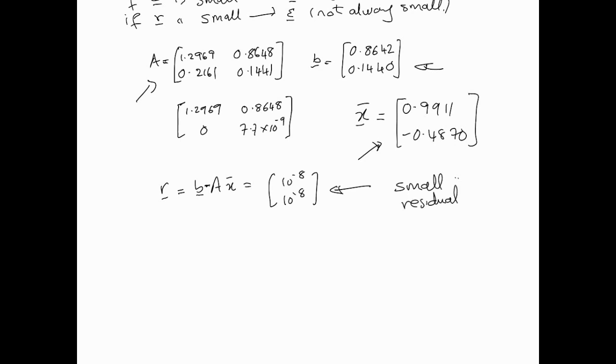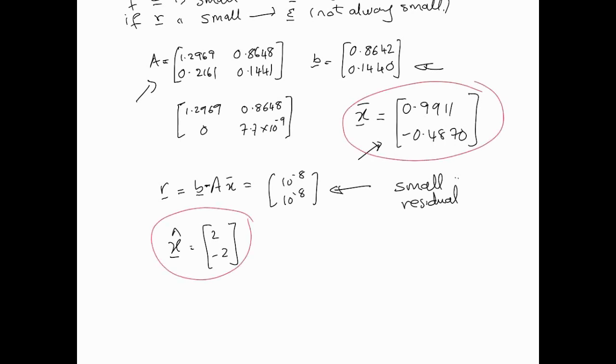Now, if I go further and actually look at the exact solution for this, it happens to be 2, minus 2. You can check that. Look at our solution. Our solution is here. This is our approximation, and this is the exact solution. The error in this case is this. So as you see, that's a pretty bad error. So a small residual doesn't necessarily imply a small error.